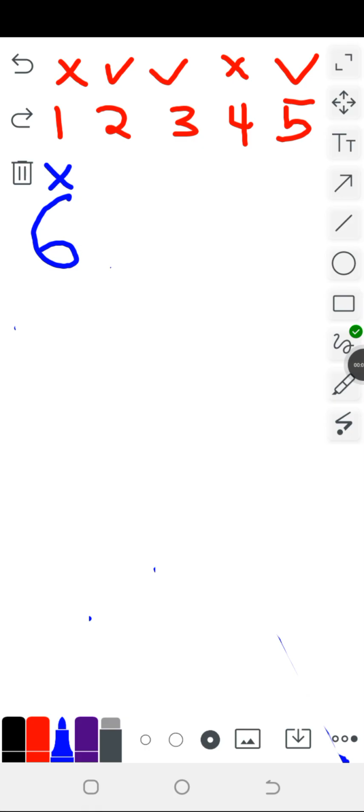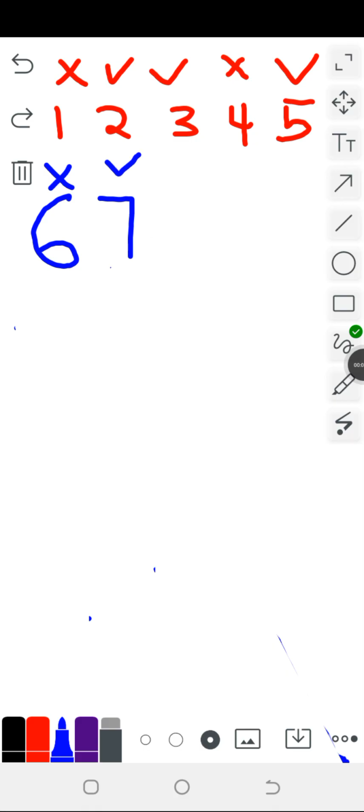6 is not a prime number because ordinarily 6 divides 1 and itself. And we know that 6 can divide other numbers, which are 2 and 3, to give a whole number. So 6 is not a prime number. Now 7. Is 7 a prime number?